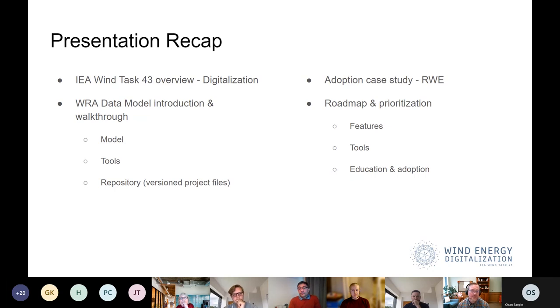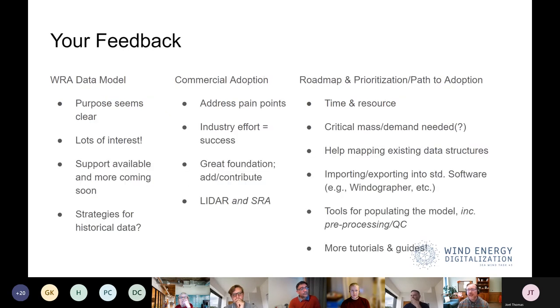And then this last segment, as I've already mentioned, Jason asked us some questions, got our minds thinking a bit about what kinds of features we are thinking about. That was the most recent couple of questions: what kinds of tools, and also what would help spur further adoption. So with all of that, what did we actually hear?